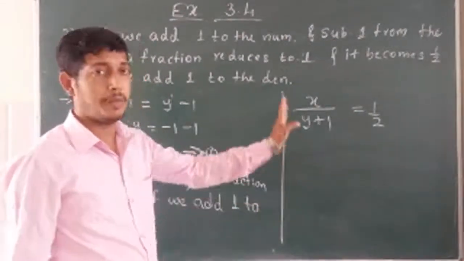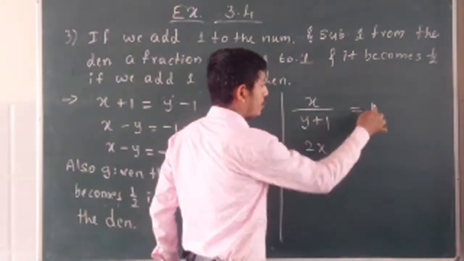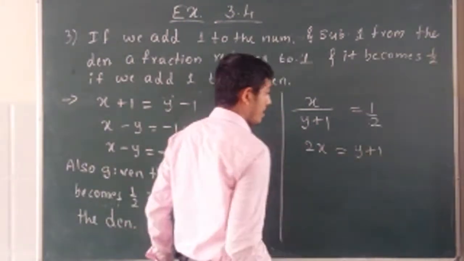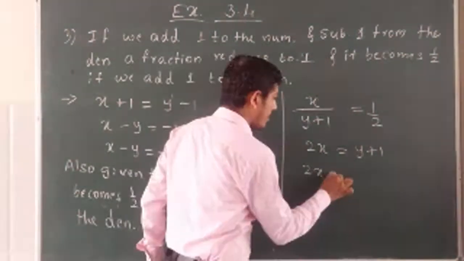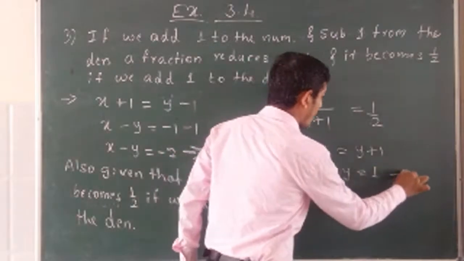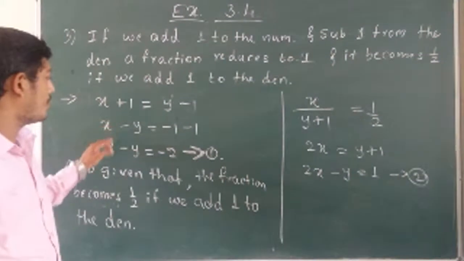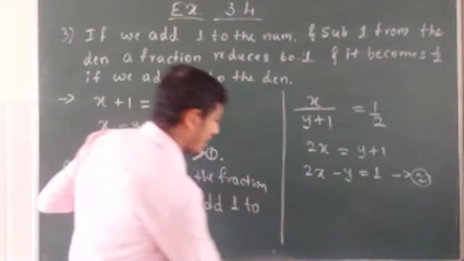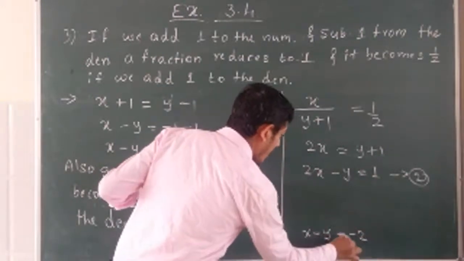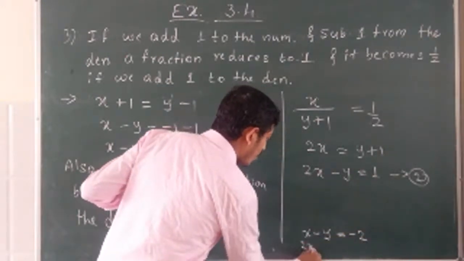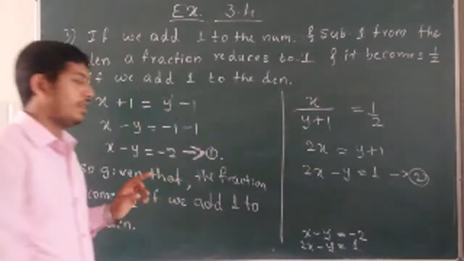Now again we will cross multiply this. So 2 into x equals y plus 1 into 1. Now I will take the variable term to the left hand side. So it becomes 2x minus y equals 1. I will call this equation number 2. So our first equation is x minus y equals minus 2, and our second equation is 2x minus y equals 1. So these are the two equations.